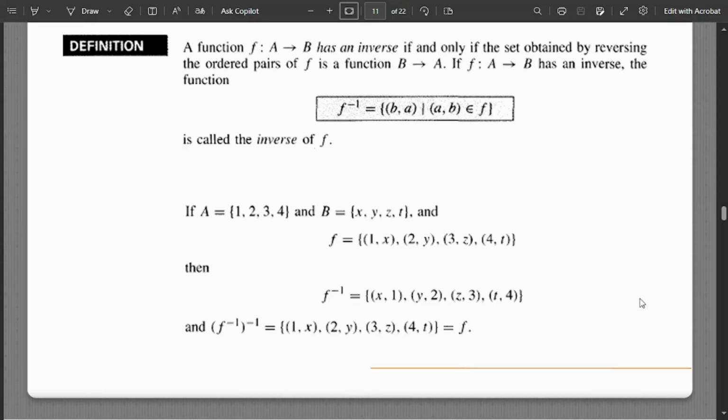Hi everyone, in today's video we'll learn about inverse and composition of function. Okay, so what is inverse of a function? Inverse means, when we define a function, we write f is a function from a set A to B.